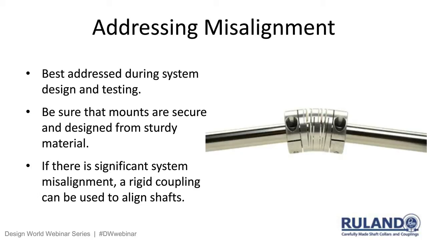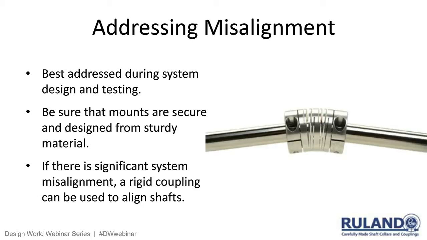The second bullet point, be sure that mounts are secure and designed from sturdy material. The most common problem we see from this is encoders. A lot of encoders are mounted on a flimsy bent sheet metal bracket, which can move while the machine's running. They vibrate. They're not robust enough. So this is an example of sturdy material used for mounts.